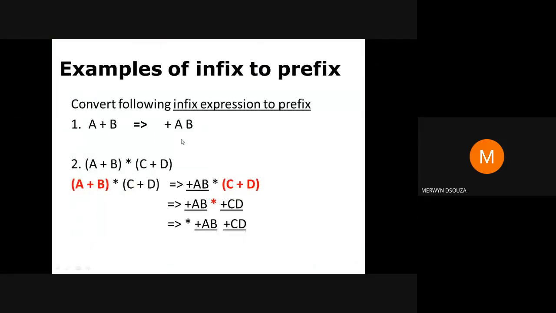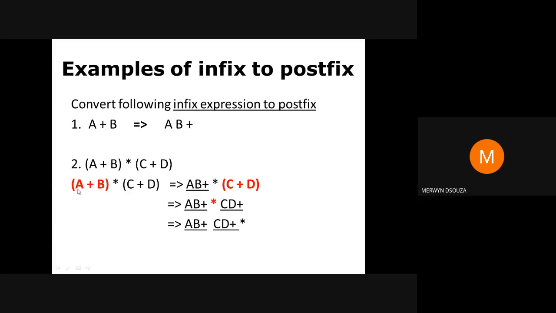So next we'll see how to convert from infix to prefix. In prefix, like I told you, the operator is placed before the operands. For example, a plus b would be written as plus ab. One more thing I forgot to mention: in postfix, when I solved a plus b and put it in postfix form, I did not put the parentheses. So you don't put parentheses into the postfix.